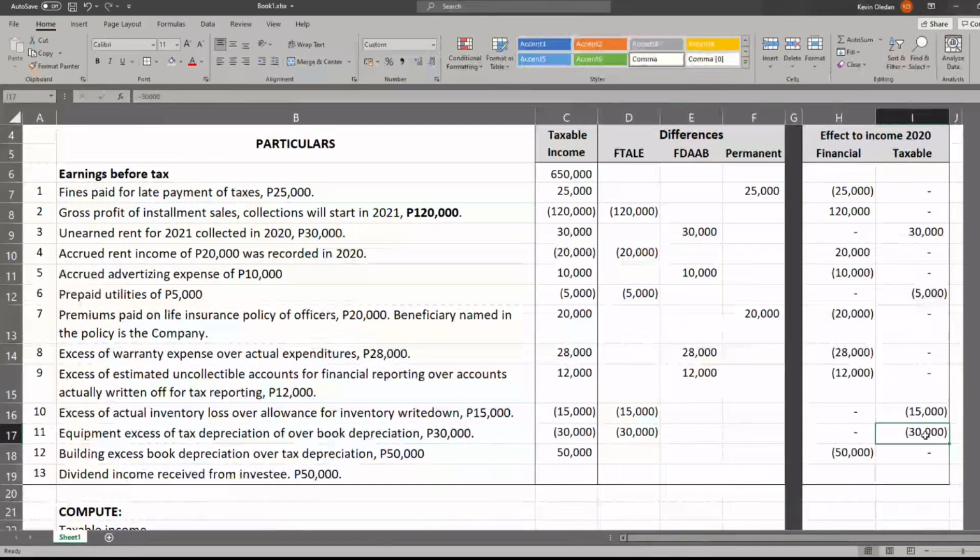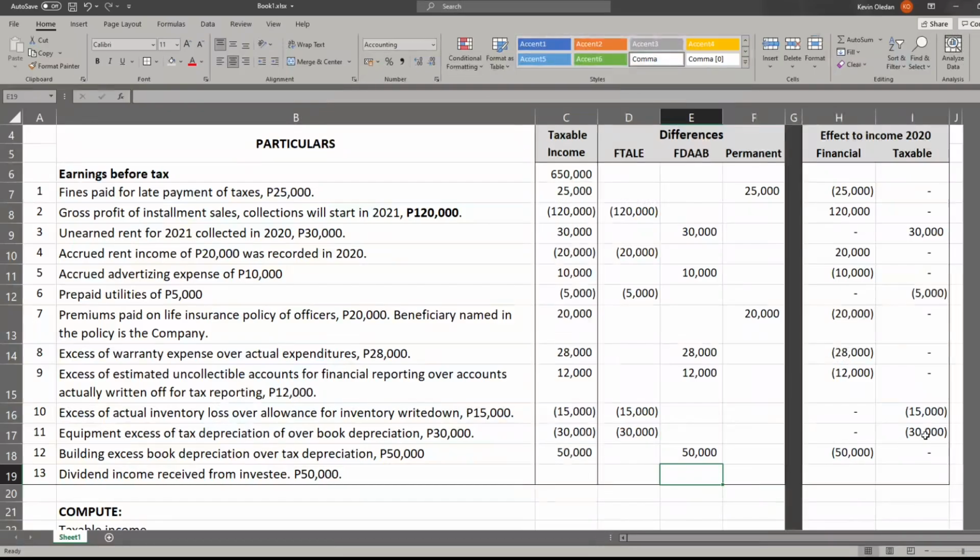Again, I'm not quite sure if that makes sense to you. But then again, talk to me. Message me. Kabaliktaran si 50,000. Which means it is also kabaliktaran ang treatment. Last, dividend income. Part siya ng diit.